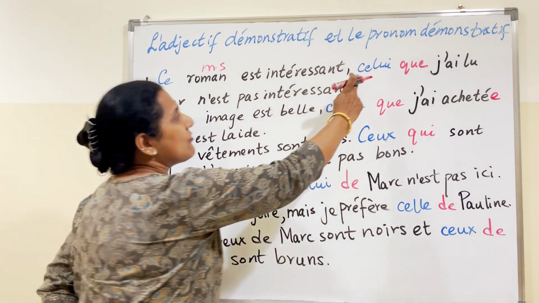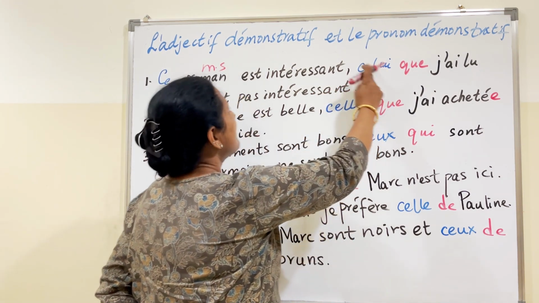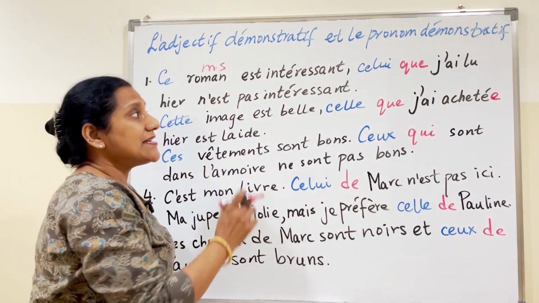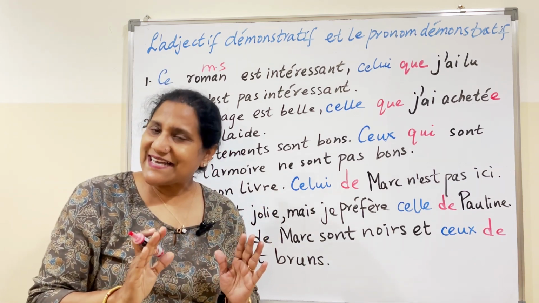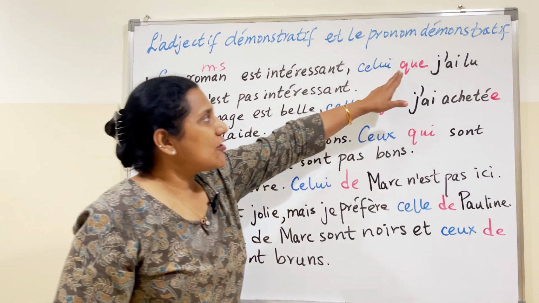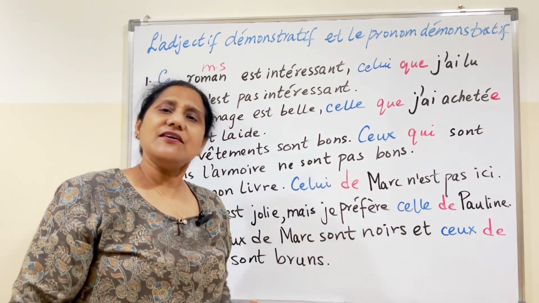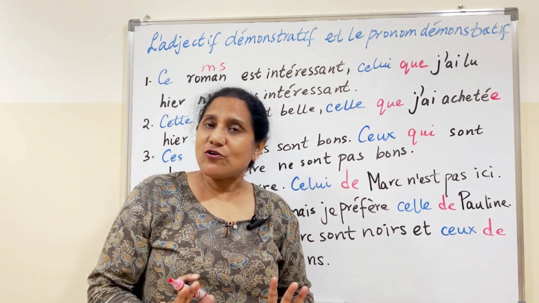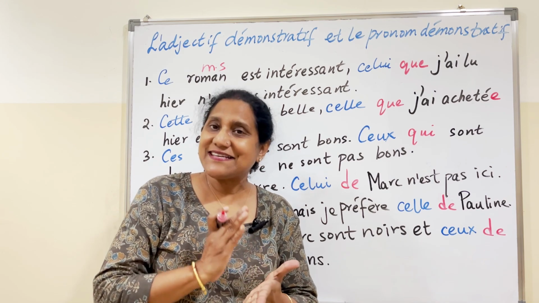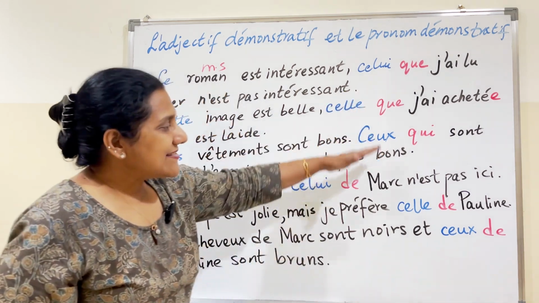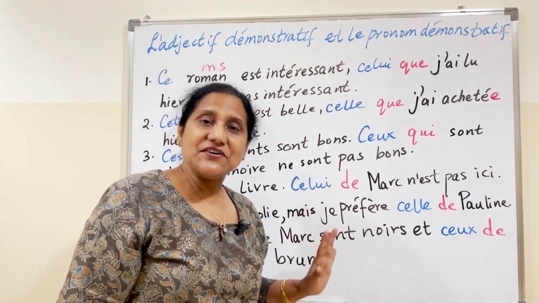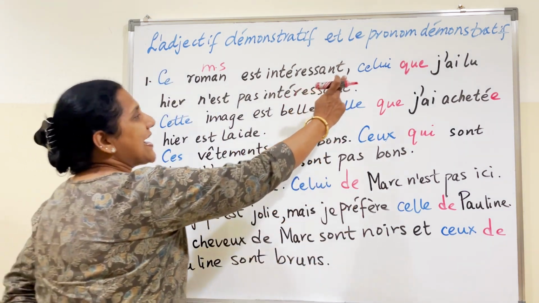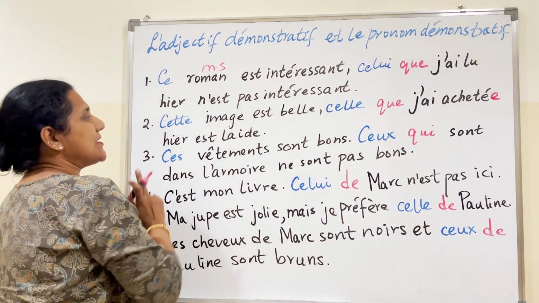So why did I put celui? Because it's masculine and singular. Now, what did we say? Demonstrative pronouns cannot exist on their own. If it is followed by qui, que, and de, it's okay. If it isn't followed, then we need to add the suffix ci and là. Now, let's look at these sentences where already we have qui, que, de added.